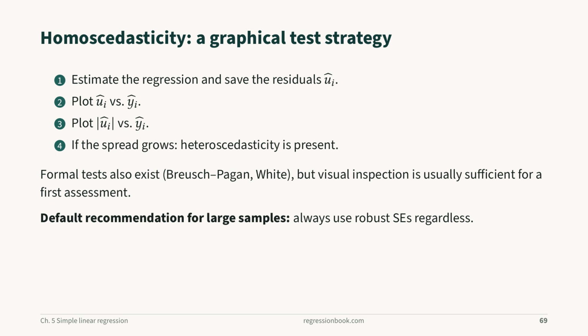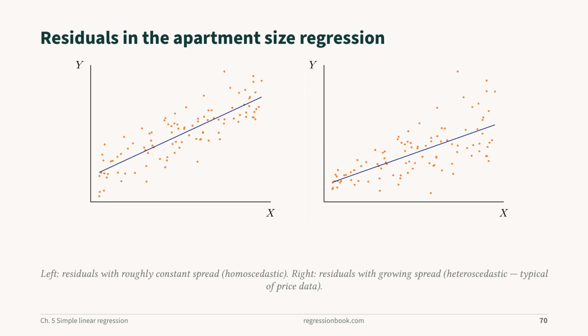With large samples, robust standard errors. The 2 panels rehearse the diagnosis one more time. On the left, residual spread roughly constant across the range, the homoscedastic ideal. On the right, spread growing steadily with X, which is what price data typically look like. Train your eye on the right panel. It is the one you will meet in practice.